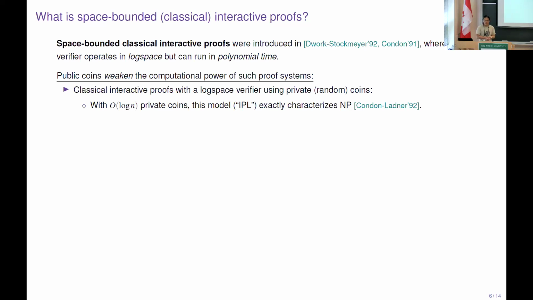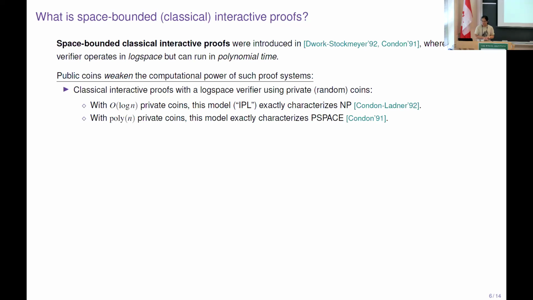Particularly, if we're talking about the classical interactive proof system using a log space verifier and private coins, and we only use log n private coins, Condon and Ladner showed that this model, which in this talk we call IPL, can exactly characterize NP. On the other hand, if we use a polynomial number of private coins, it turns out the model exactly characterizes PSPACE. It was also shown by Condon, and I think the conference version of the paper was in CCC.